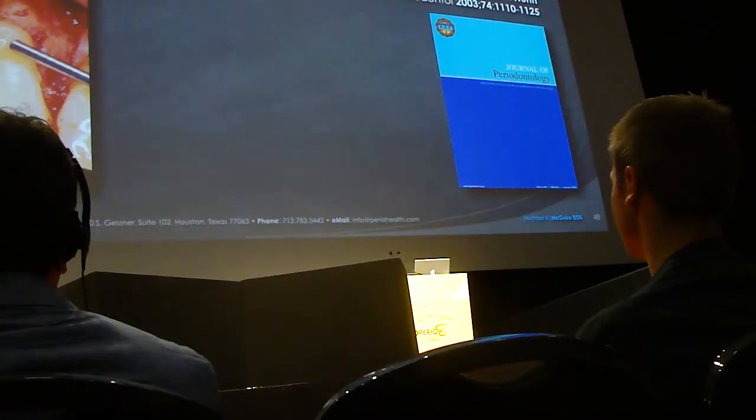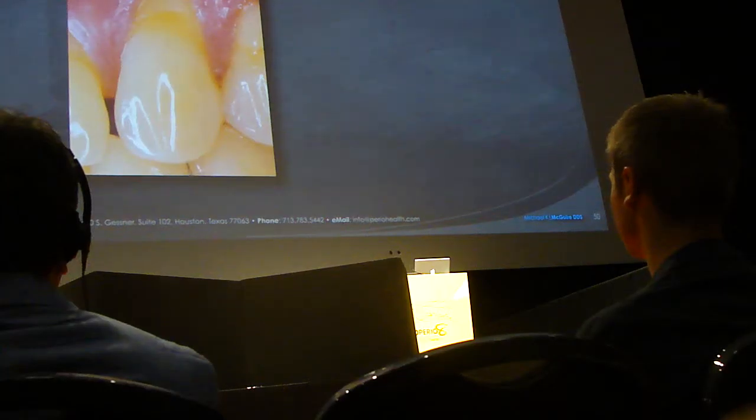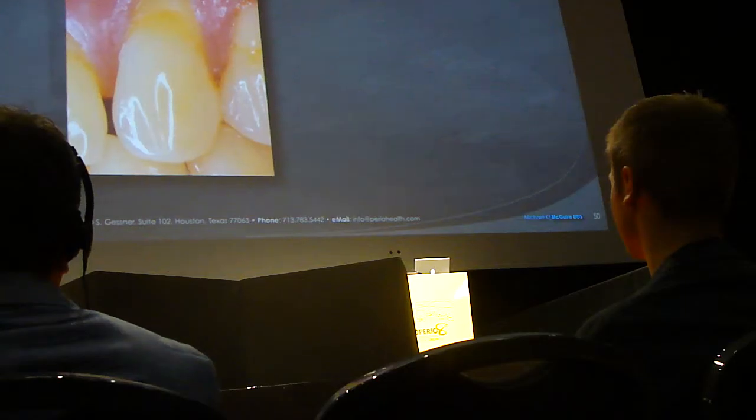How about connective tissue graft versus coronally advanced flap with an enamel matrix derivative? A study we did a number of years ago. Again, it's the same primary and secondary efficacy parameters. The only difference with this study is that the defects are bigger. To get into this study, you had to have at least 4mm defects, so these are going to be wider and deeper defects, probably a little more difficult to treat because of that.